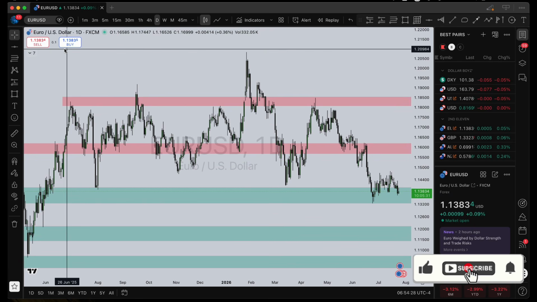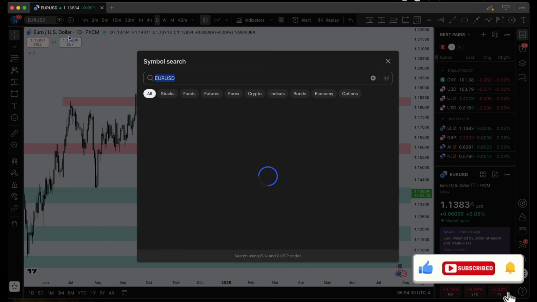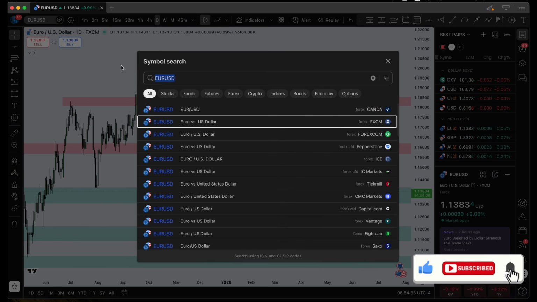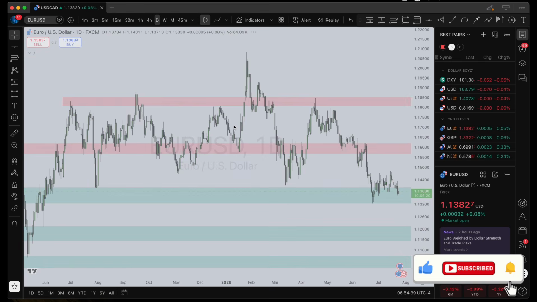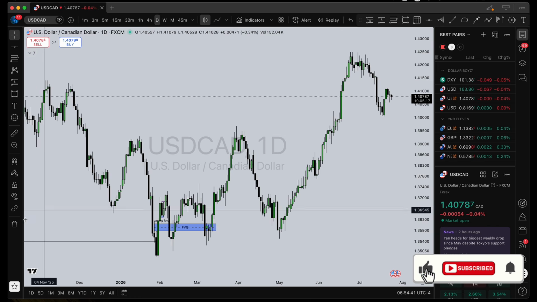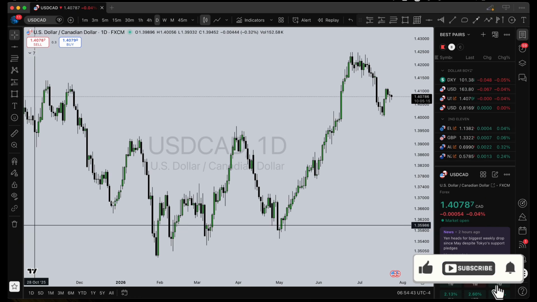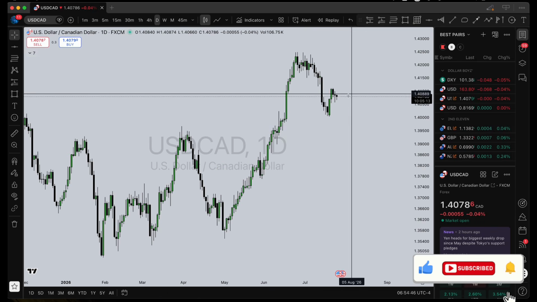Let me show you another example. Let's use USD CAD. So let's go to USD CAD. Let me show you another technique I use. So this is the daily time frame of USD CAD. You can see this is where the price is currently.